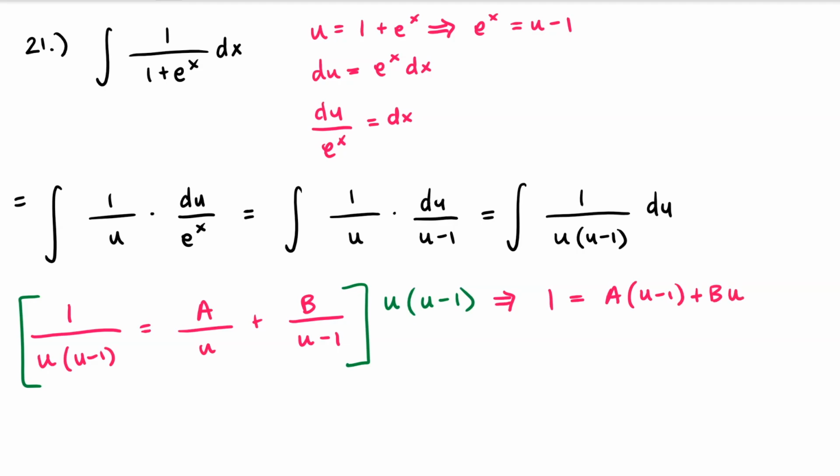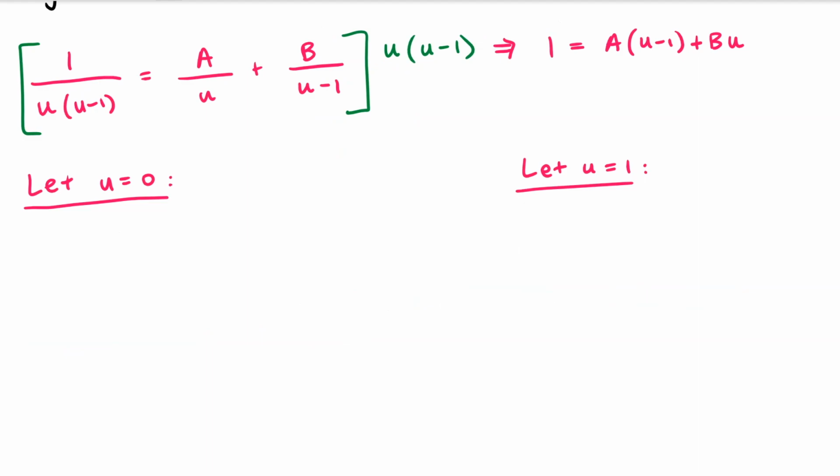And from here, we can choose strategic values for u. So the first u value I'm going to choose is 0, and that will give us 1 equals capital A times 0 minus 1, and then plus B times 0, and that's going to become 0. And we get negative A is equal to 1, or A is equal to negative 1. In this scenario, we're going to let u equal 1.